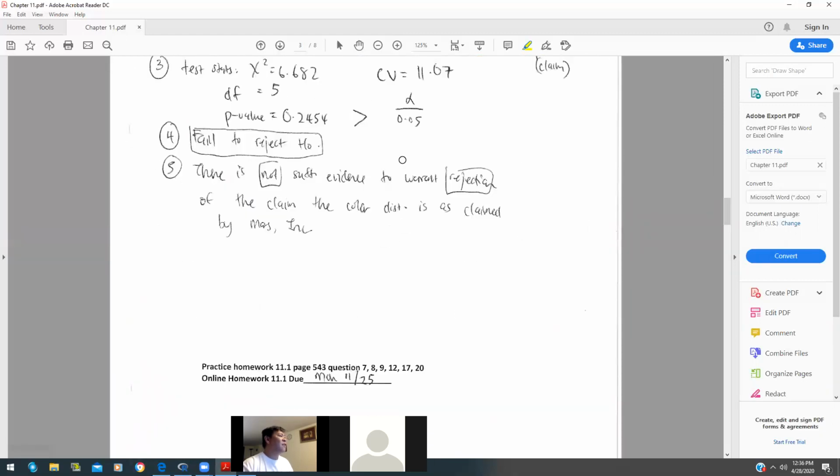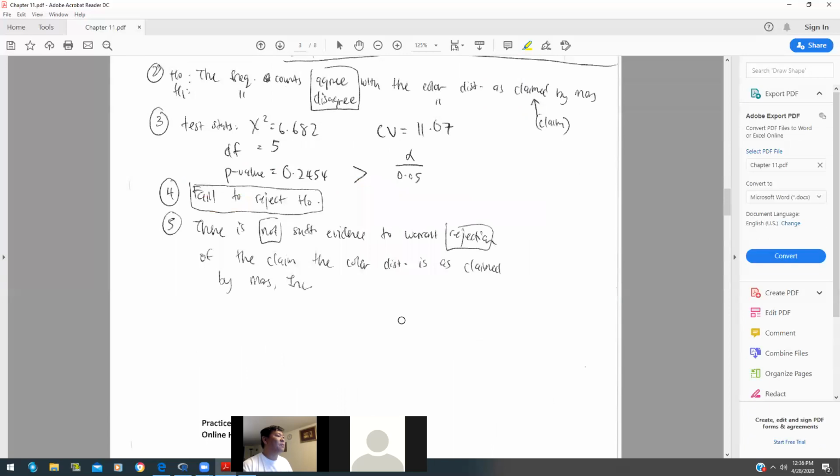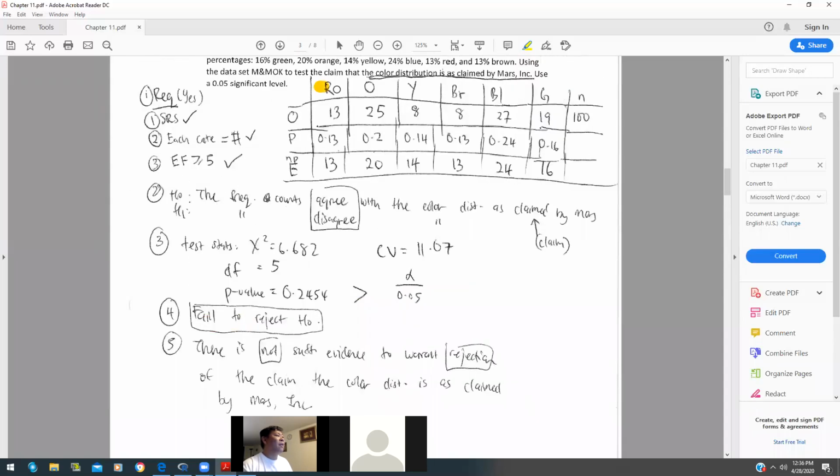So what is the difference between 11.1 and 11.2? 11.1 is called a goodness of fit test. We only have one categorical variable, but 11.2 is contingency tables. Now we will use two categorical variables. Last time, if you look at the example that we had, you only have one categorical variable, and then this is just observed and expected.